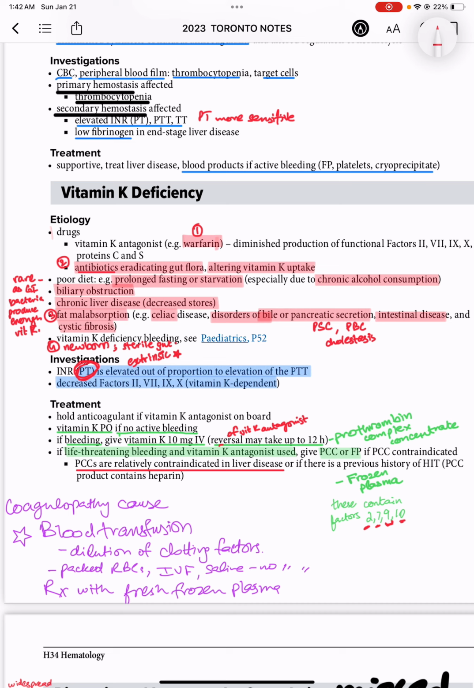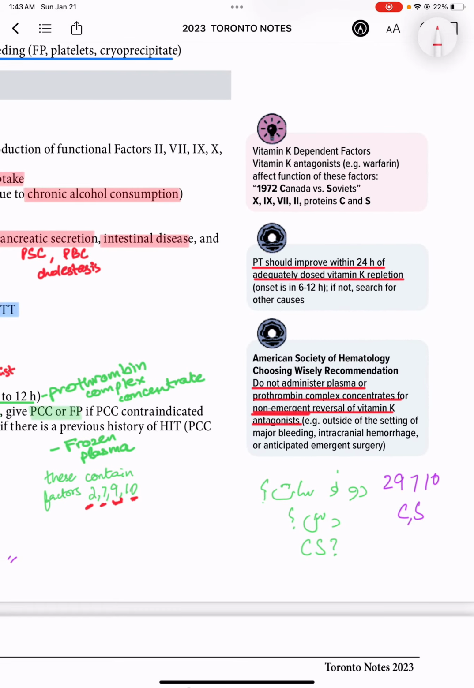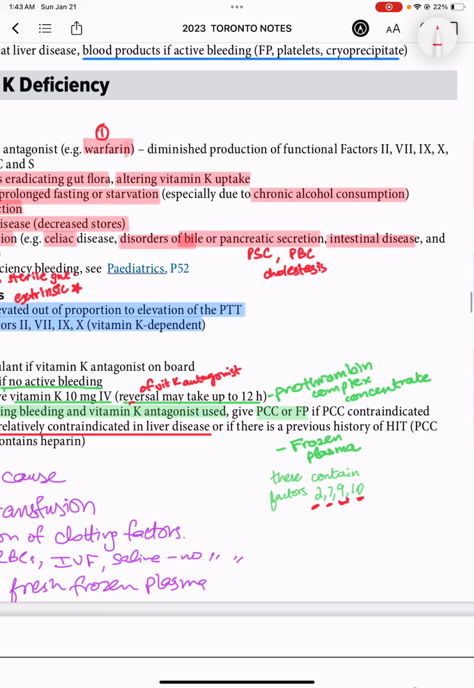And in newborns too, because they have a sterile gut. Poor diet can also lead to vitamin K deficiency, like prolonged fasting or starvation, or heavy alcohol consumption, or biliary obstruction. It is rare because GI bacteria do produce enough vitamin K, but we just don't want our GI bacteria to go anywhere. So this is the vitamin K deficiency etiology. And vitamin K is involved in the production of factors 2, 7, 9, 10, and protein C and protein S.